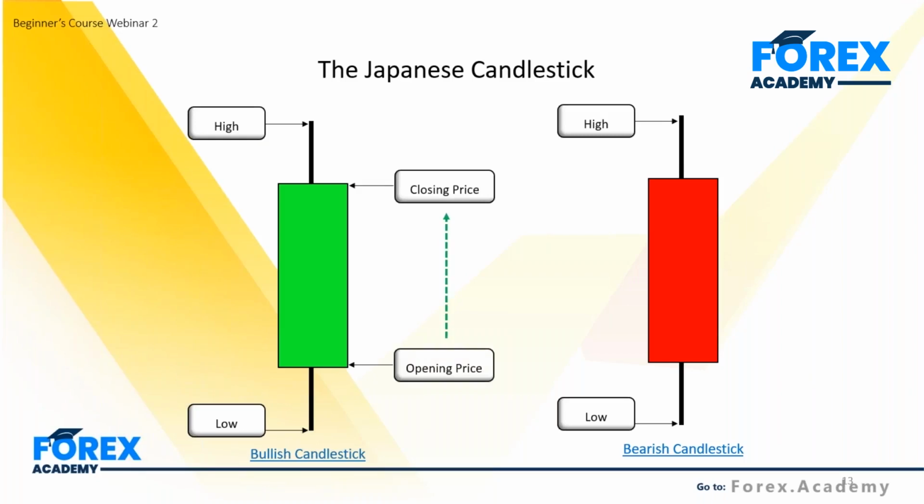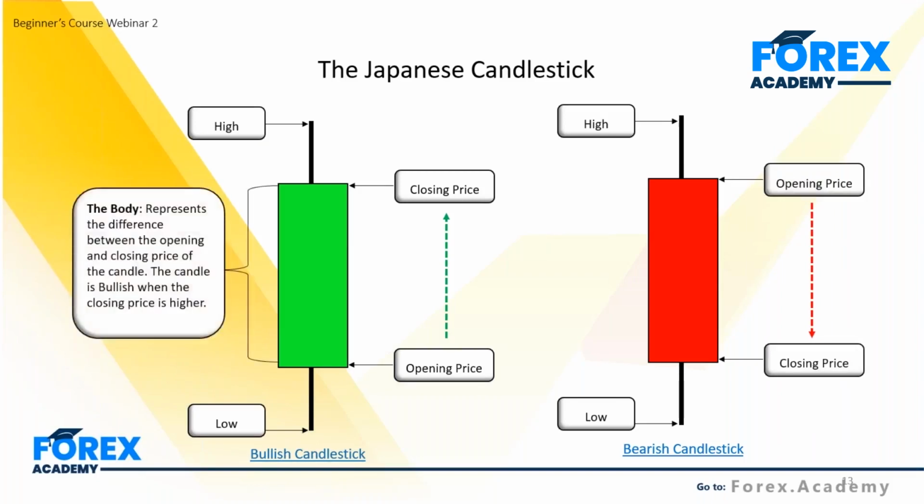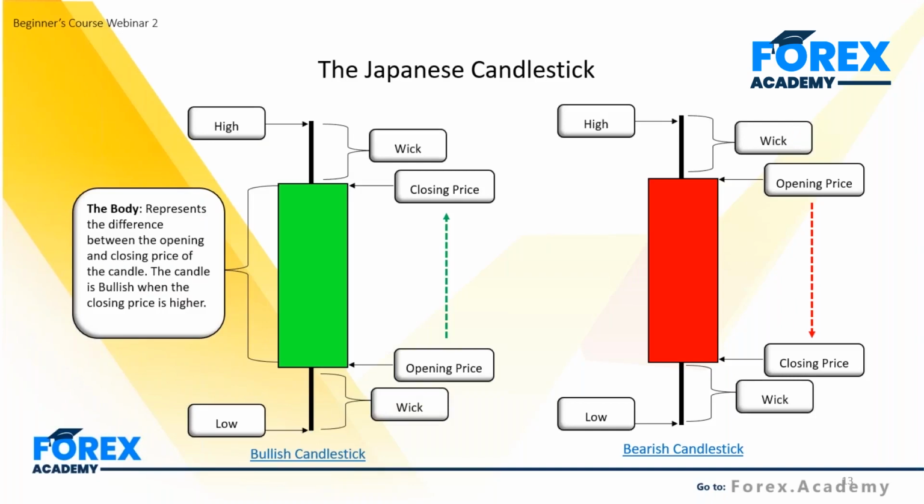Alternatively, we have the bearish candlestick. It opens here at this price, trades throughout the day, and closes at the price there. The body itself represents the difference between the opening and the closing price of the candle. The candle is bullish when the closing price is higher, and then we see the wicks here. This is the type of trading that you might see in here, guys. These wicks simply resemble that the market traded at some given time at this price.